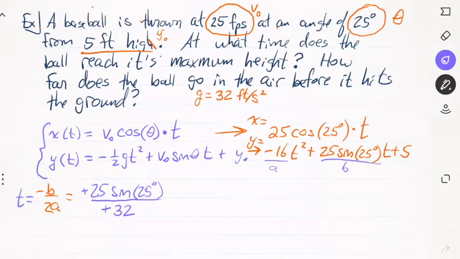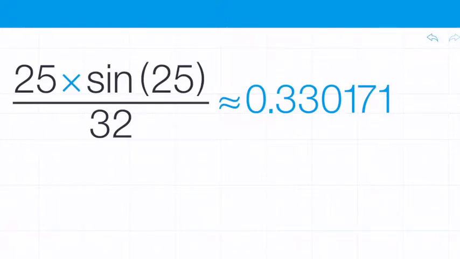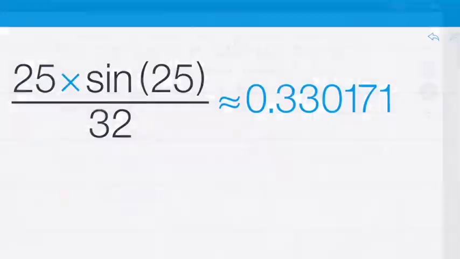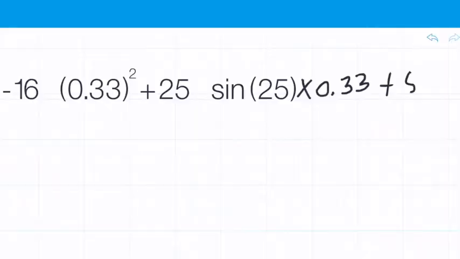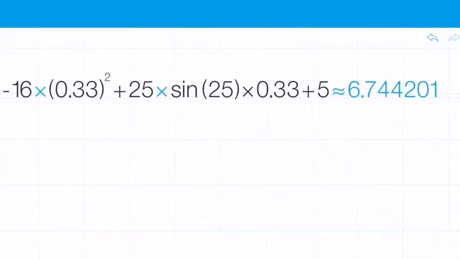All right, so if we type this into a calculator, we get 0.33. So this is approximately 0.33 seconds. So in a third of a second, this thing is going to reach its maximum height. Now, if you want to know what that maximum height is, you take 0.33 seconds and you plug it back into the equation, just for fun. We get 6.7. I think I did that right.